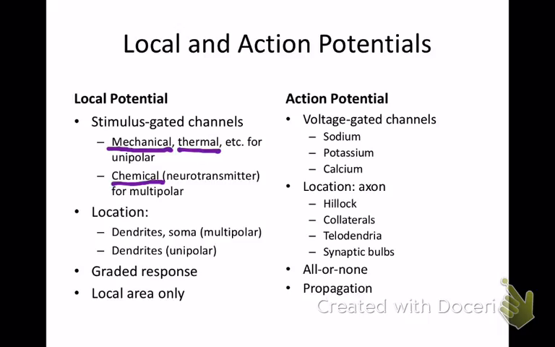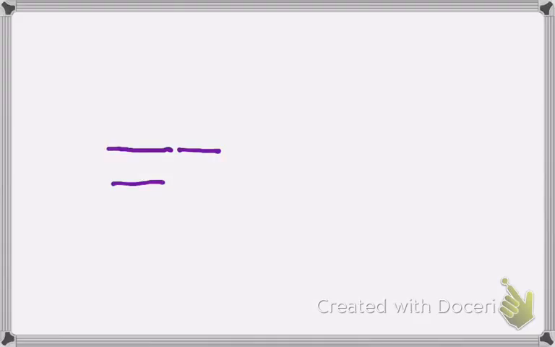Some of them are a little bit more elaborate. One of my favorites is one that's found in the ear. So in the membranes of the mechanoreceptors of your ear, here's your phospholipid bilayer.